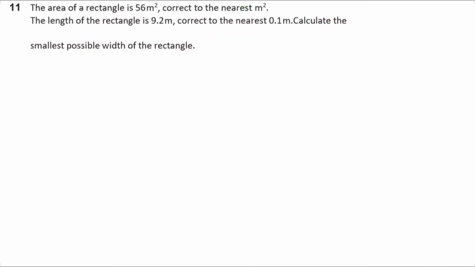The area of a rectangle is 56 square meters. Correct to the nearest square meter. The length of the rectangle is 9.2 meters. Correct to the nearest 0.1 meter. Calculate the smallest possible width of the rectangle.